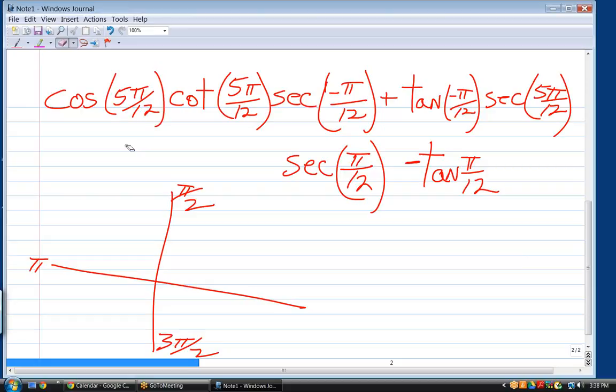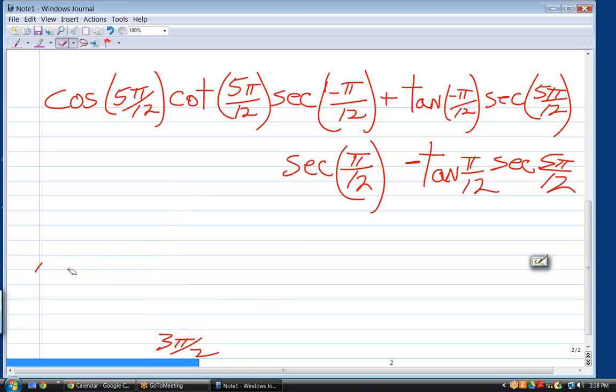Same with cotangent. Okay. Secant has been turned into pi over 12, so that's a first quadrant angle. And tangent is pi over 12, so that's a first quadrant angle. And let me go ahead and write the rest of it. Secant of 5 pi over 12. So we're dealing with nothing but first quadrant angles.